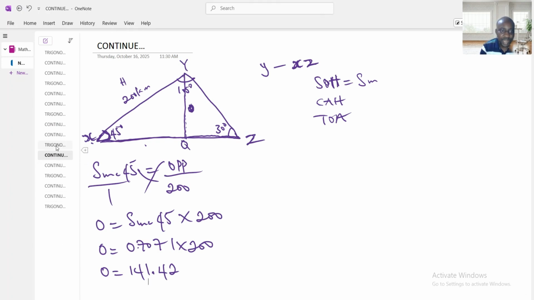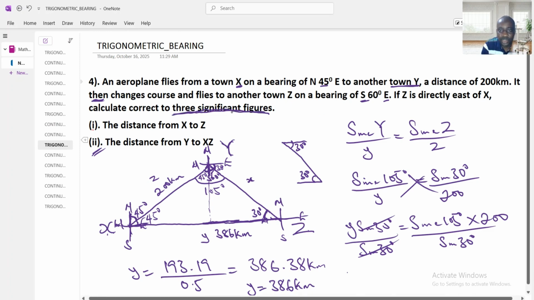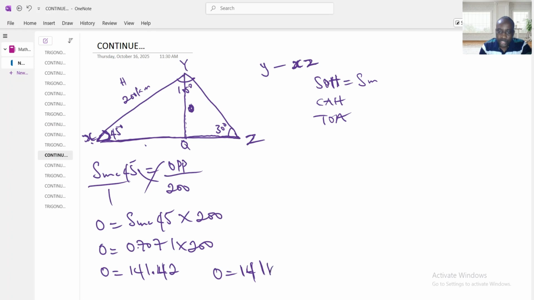And the question said that we should give the answer to three significant figures. Three significant figures. Looking at this 4, it is not 5 or above. So our final answer is 141 kilometers. Three significant figures, because the 4 here is not 5 or above, that's why you just ignore it. You just count 1, 2, 3. The final answer is 141. The distance between Y and XZ is 141 kilometers. That is it.